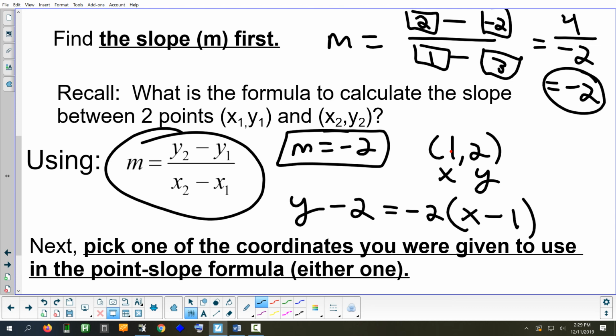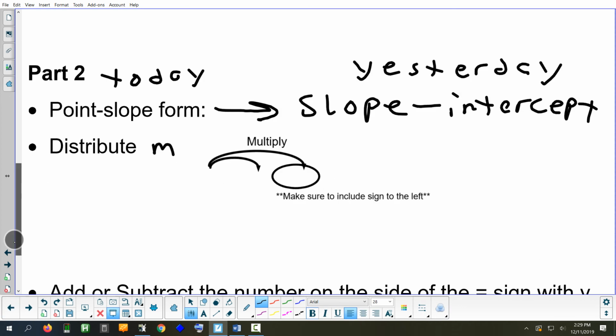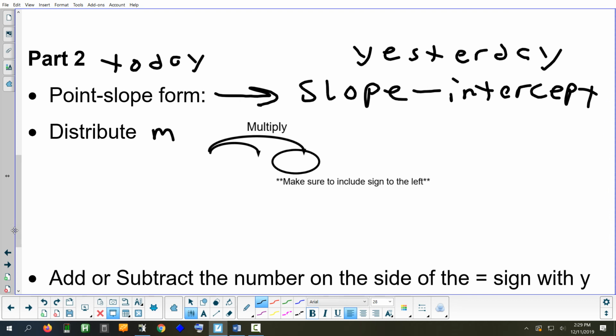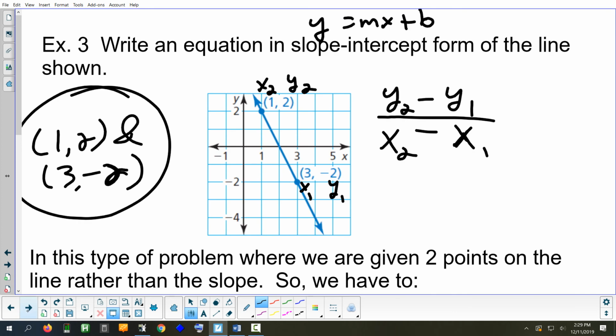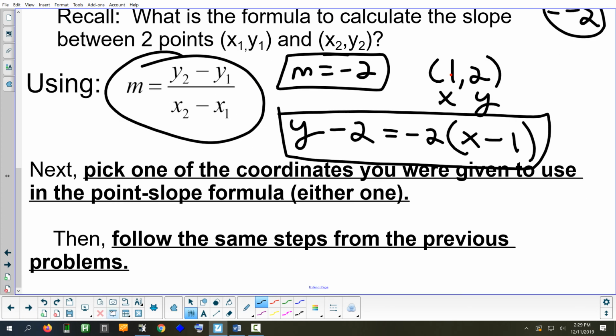This isn't y equals mx plus b. This is point slope. So you've got your answer in point slope. Now that we have it in point slope, we have to do part 2. That's how we change it to y equals mx plus b. What's the first thing you have to do to change this to y equals mx plus b?